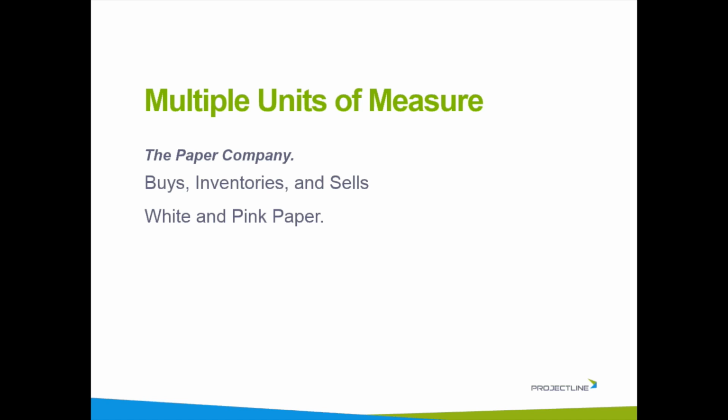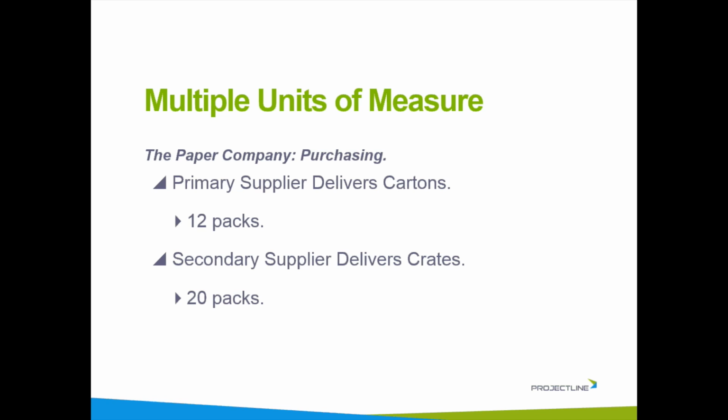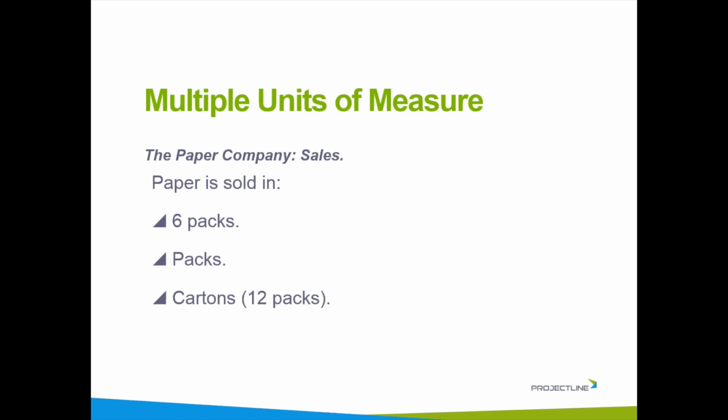We work for the paper company, and our primary supplier delivers 12-pack cartons, and sometimes we're forced to use a secondary supplier who delivers 20-pack crates. We sell packs of paper, most frequently in 6-packs. Therefore, our 6-packs we've set as the default, and we also sell single packs. And upon infrequent request, we sell 12-pack cartons.